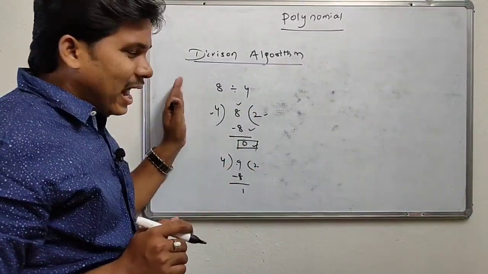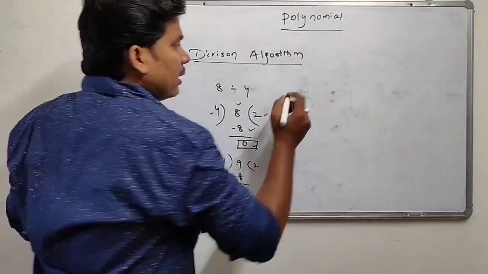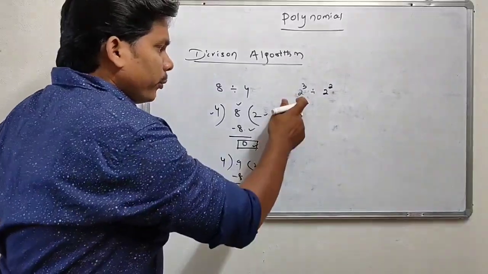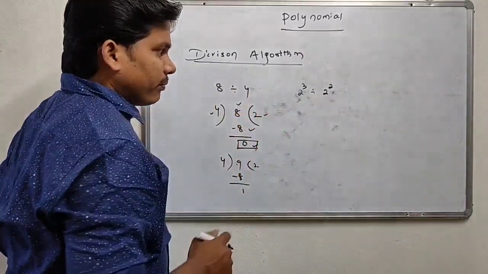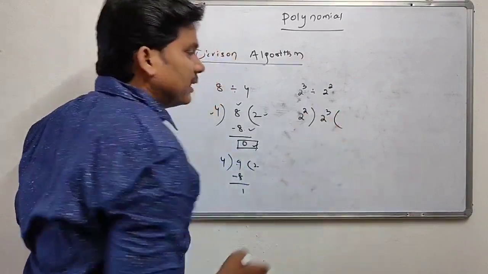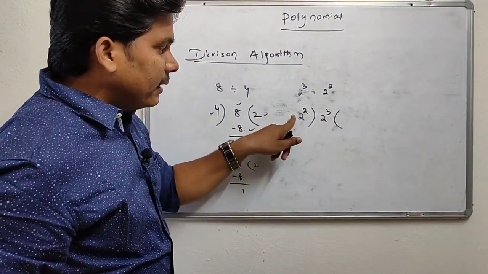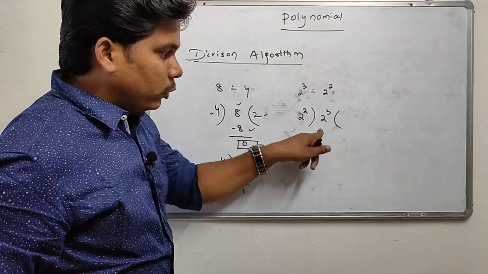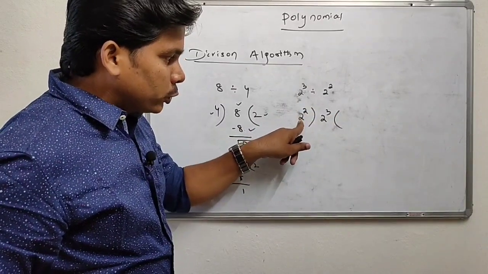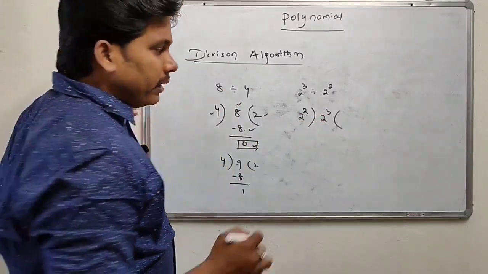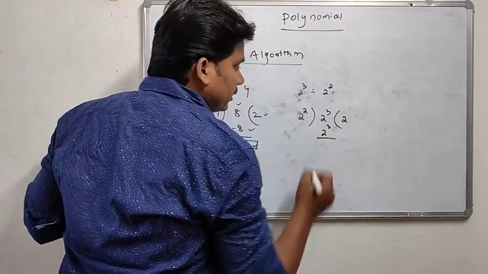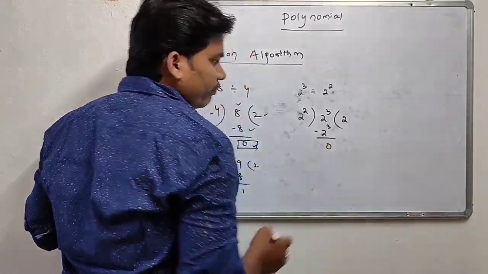The same question I will do in a different way. See, 2 cube divided by 2 square. 2 cube is 8, 2 square is 4. When I divide 2 cube by 2 square, this is 2 power 2, this is 2 power 3. When we multiply this 2 with 2 square, we get 2 cube. Means I will put the 2 here. We get 2 cube, means the remainder will be 0.